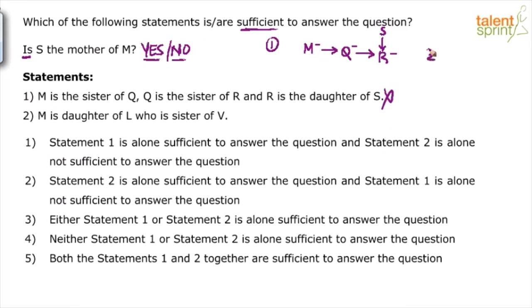Look at statement 2. Statement 2 says M is the daughter of L. L, who is the sister of V. M is the daughter of L.